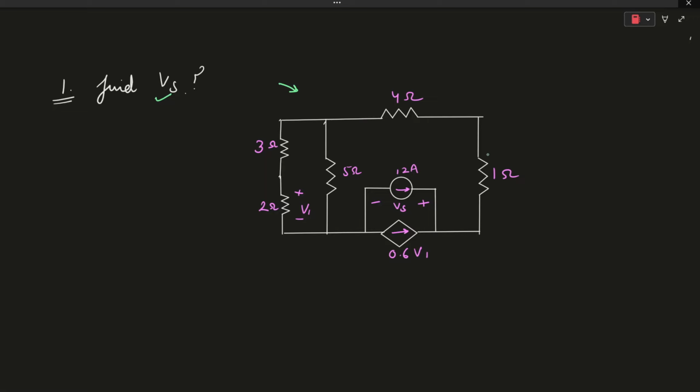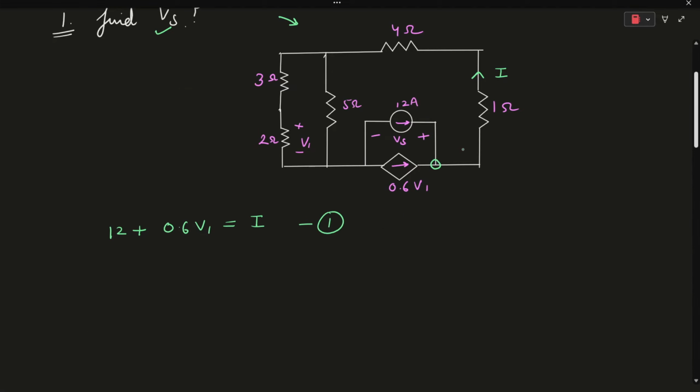Let's say a current I is flowing from the 1 ohm resistor. On applying KCL on this particular node, we can see that 12 amperes plus 0.6 V1 is equal to I. So this is your first equation.